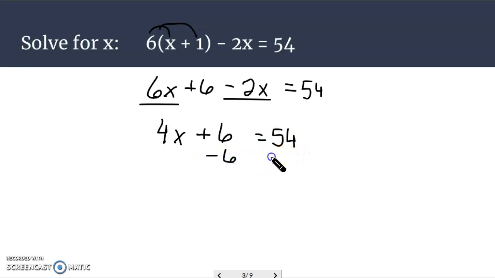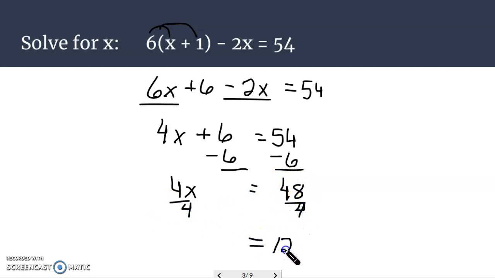Next I'm going to minus 6 from both sides. 4x equals 48. And then finally I'll divide by 4. 48 divided by 4 is 12, and that is what our variable, our unknown value, is equal to.